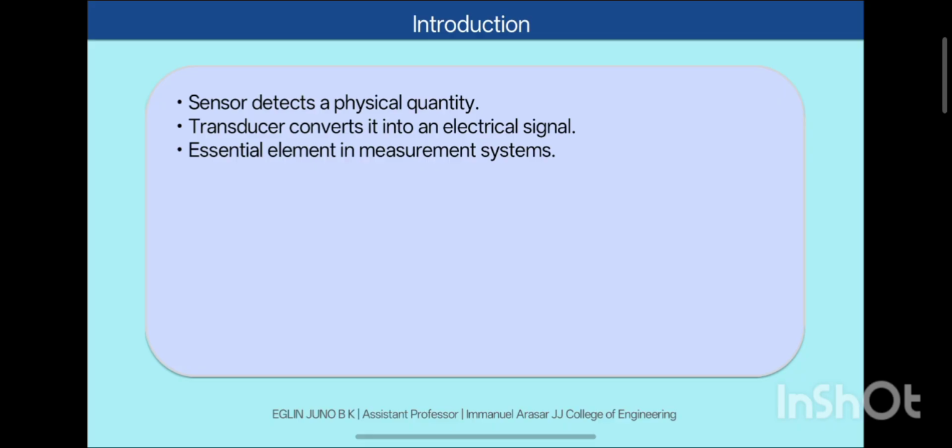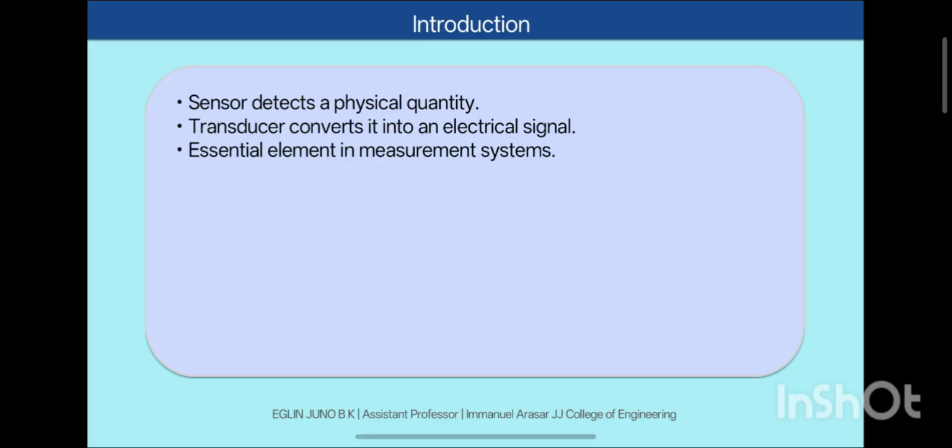For example, in a digital thermometer, the measurand is the body temperature. Then the sensor is the temperature sensing element. The transducer converts the temperature into an electrical signal. Then signal conditioning processes the signal and displays the value. The same principle is used in almost all biomedical instruments.